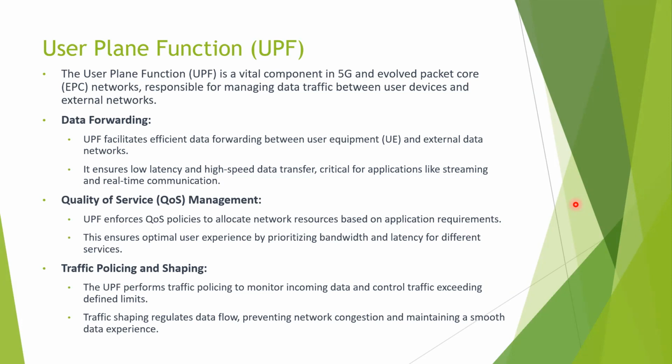And the last main feature around this function is all about traffic policing and shaping. So the function performs traffic policing to monitor incoming data and control traffic exceeding defined limits. So based on the limits, based on what's coming in, it will perform the policies. And then the data shaping is regulating the data flow, which prevents network congestion and maintains smooth data experiences.